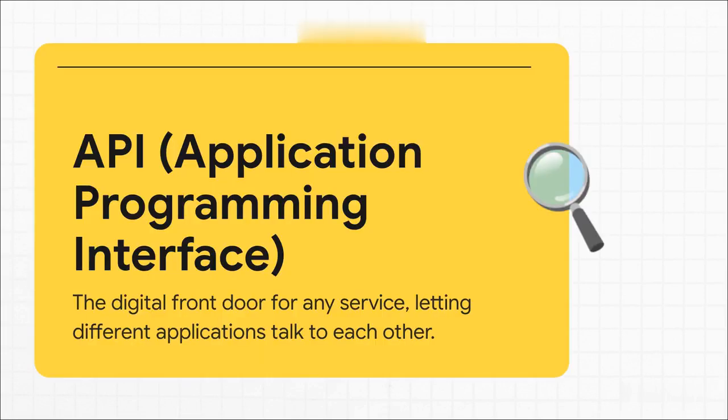So what is this digital front door we keep mentioning? It's an API, which stands for Application Programming Interface. Think of it as the official entrance to your service. It's the set of rules that lets all these different software applications talk to each other. It's absolutely fundamental to how the modern internet works.